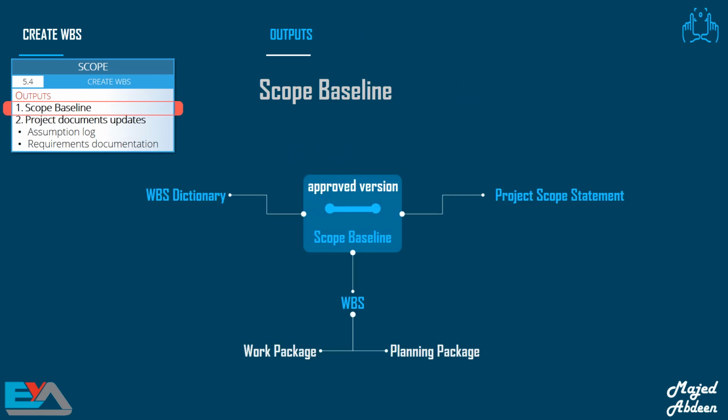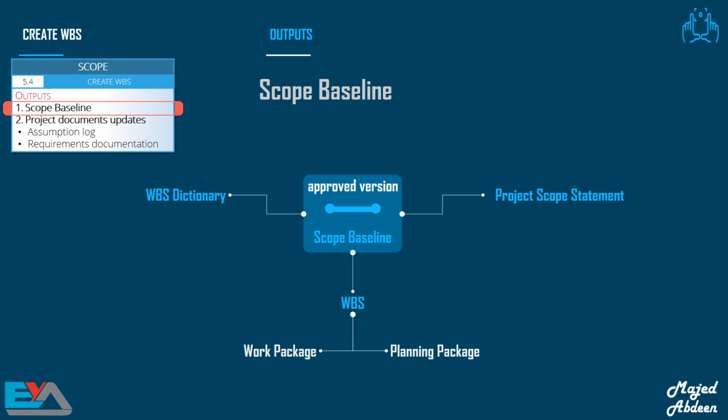Now, let's look at the outputs. This is very important for the PMP exam. These are the outputs we get from the Create WBS process. The scope baseline is the main output. What is it? The project scope statement, which is the output of the define scope process, along with the WBS and WBS Dictionary. All three of these together are known as the scope baseline. I will explain the WBS Dictionary in the next slide.